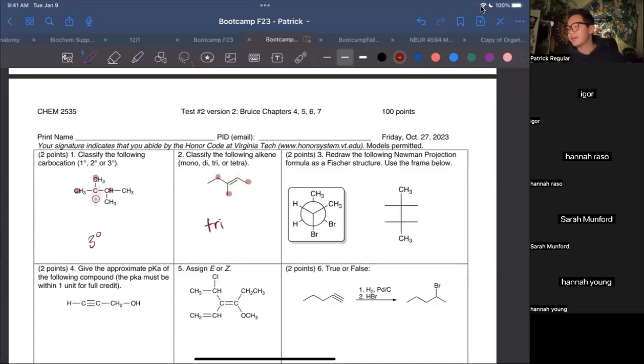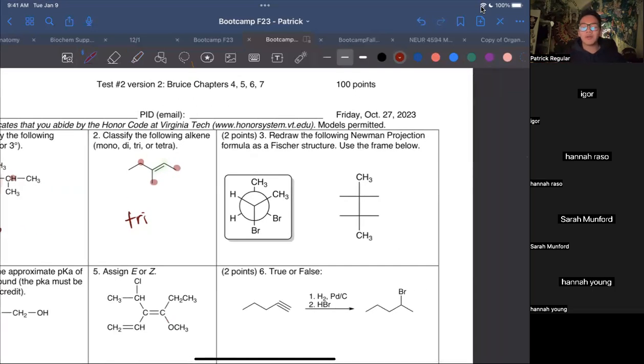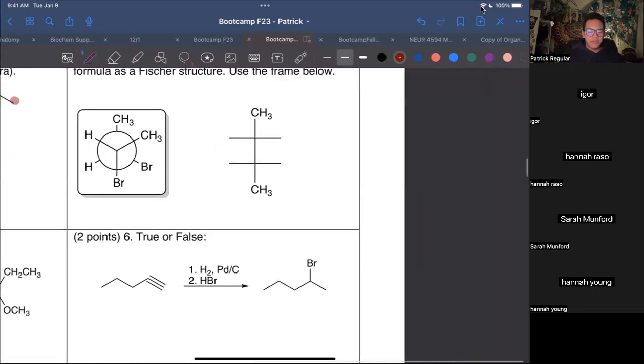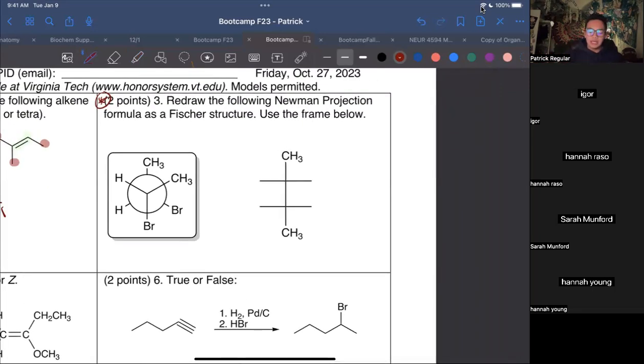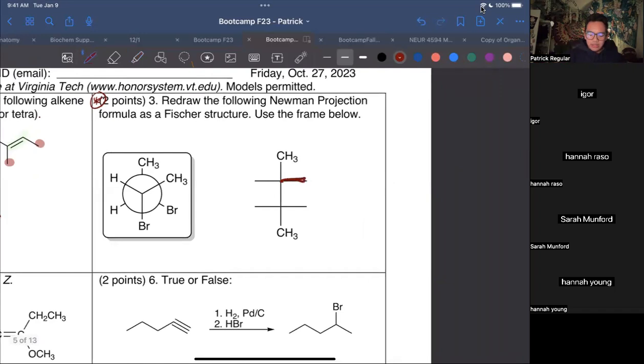All right, now let's get to a real kicker. This is probably a very big skill that you should know. I'm going to put a little star next to this. Come back to this one. Pay attention. When you're looking at a Fischer projection and a Newman projection, the big thing to note is that these are always going to be wedges. These are going to be wedges. And this is going to be dashes.